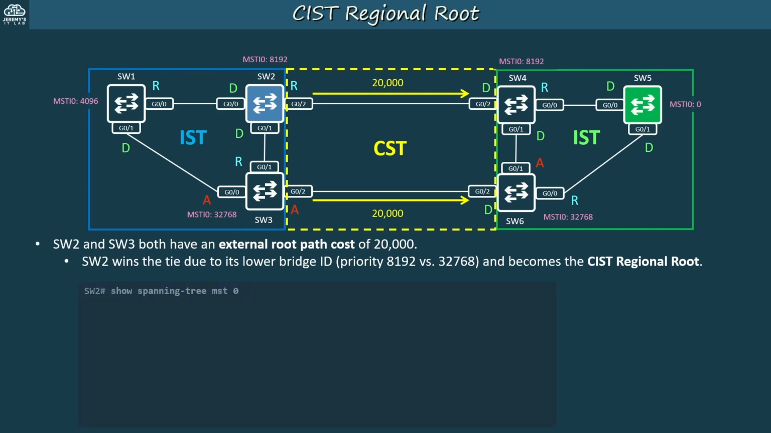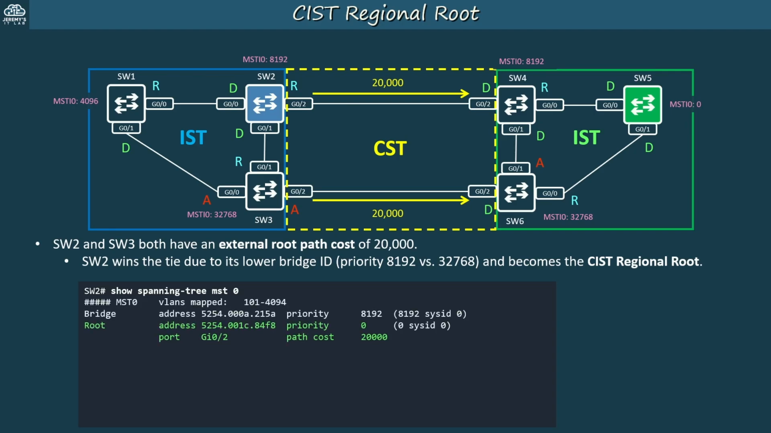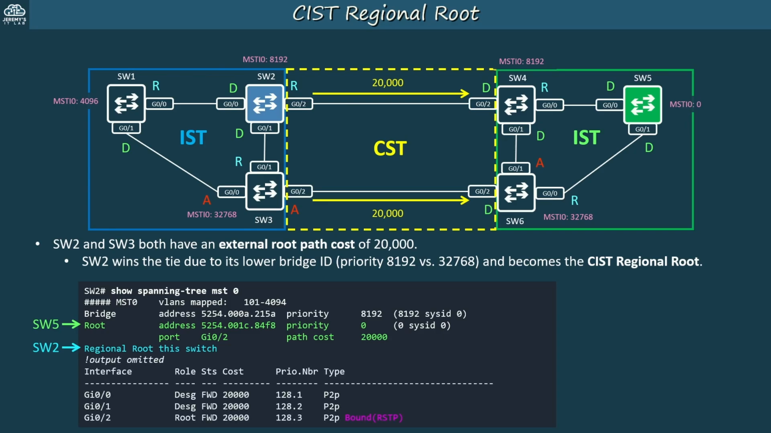The region's root port leading to the CIST root, switch 5, must be on the region's CIST regional root. Let's check it out in the CLI by looking at the output of show spanning-tree mst 0 on switch 2. The root bridge has a MAC address ending in 84F8 and a priority of 0. It's switch 5, as we know by now. Switch 2's root port is G02, and its path cost is 20,000, as shown in the diagram above. And then it says, regional root this switch. This is switch 2, of course, since I used the command on switch 2. Finally, here are switch 2's interfaces. Notice the part I highlighted, bound RSTP.